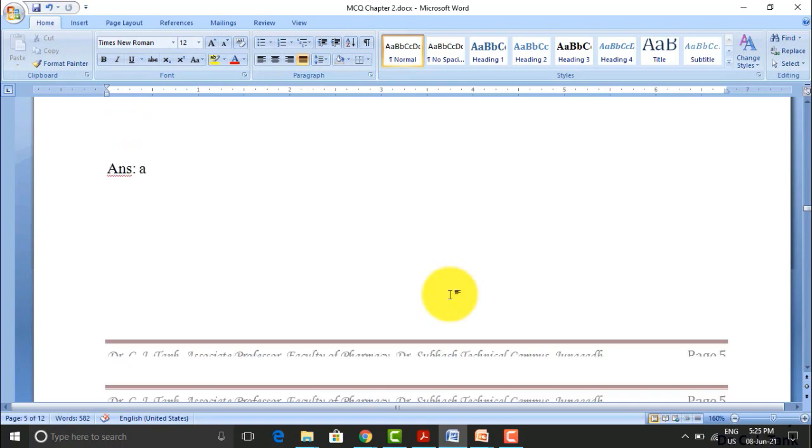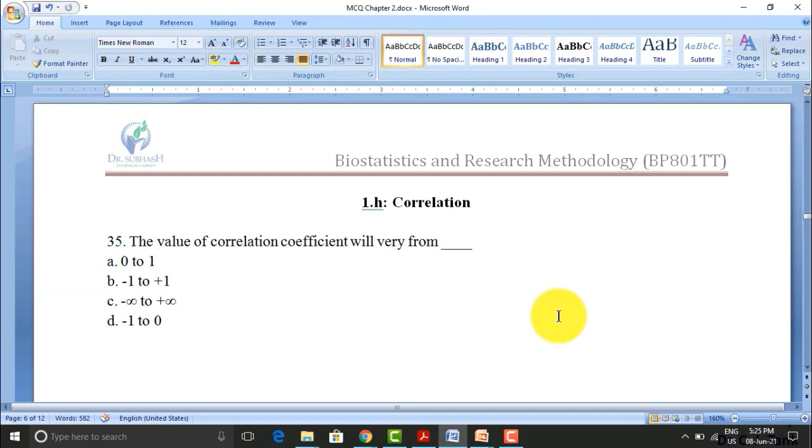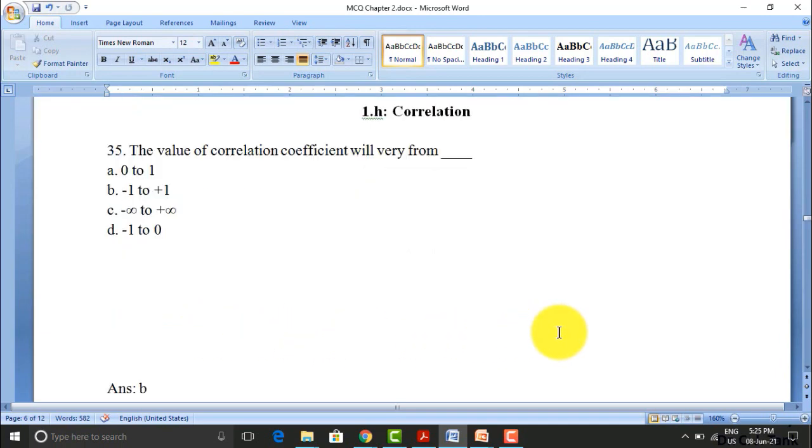Next question, that is on correlation. The value of correlation coefficient will vary from 0 to 1, minus 1 to plus 1, minus infinite to plus infinite, or minus 1 to 0. Here the correct answer is B, that means minus 1 to plus 1.